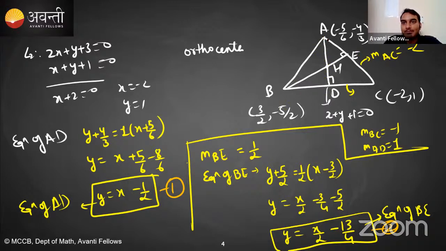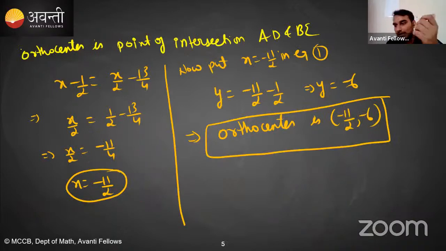So the coordinate of A is known, so the point is known, we just need the slope of AD. How will the slope of AD come? AD and BC are perpendicular, so m1 m2 is -1. So from there you can get the slope of AD. Similarly for BE. So two equations come, solve them, you will get the orthocenter. Clear? Okay, the orthocenter has come, right?